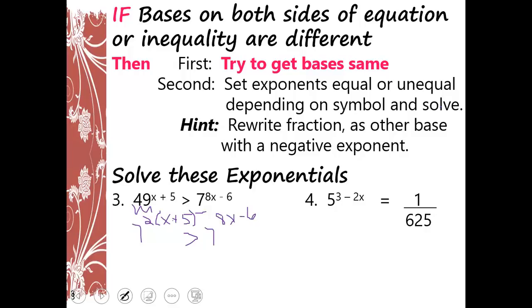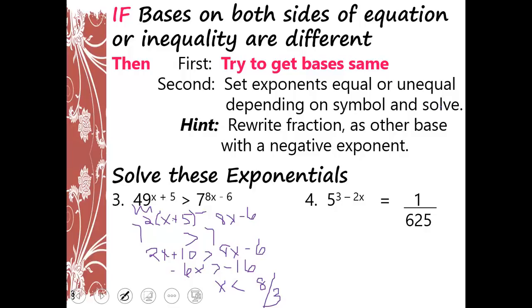Now I just use my exponents. That's all I'm interested in. And I get 2x plus 10 when I distribute is greater than 8x minus 6. And then I get negative 6x is greater than negative 16. X is less than, because I'm dividing by a negative, that reduces to 8 over 3. Okay, and you can write that in interval notation as well.